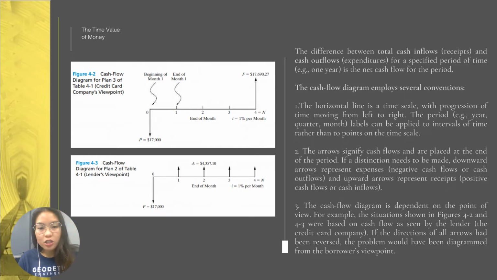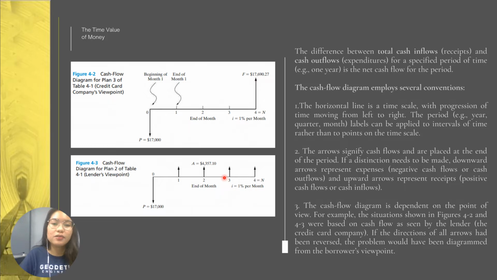Indeed, the usefulness of cash flow diagrams for economic analysis problems is analogous to that of the free body diagram for your mechanics problems. So here, the figure on the left of this slide shows a cash flow diagram for plan 3, from the previous table that we have discussed, and figure 4-3, the cash flow diagram for plan 2 from our previous example. These two figures also illustrate the definition of the preceding symbols and their placement on a cash flow diagram.